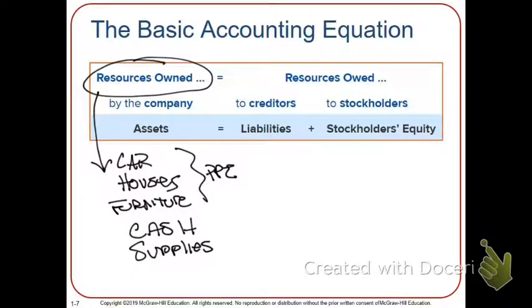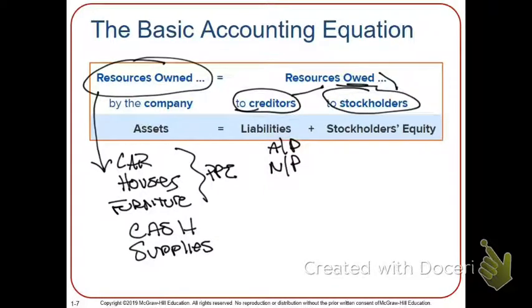Liabilities are things that are owed to people. All right? Those are typically going to be our accounts payable and our notes payable. And we'll focus on that for right now. And then stockholders' equity are those that are owed to the shareholders or stockholders. Okay, and that's the company's wealth.